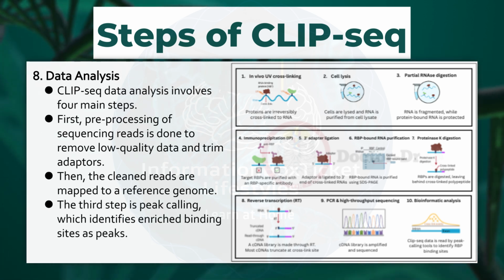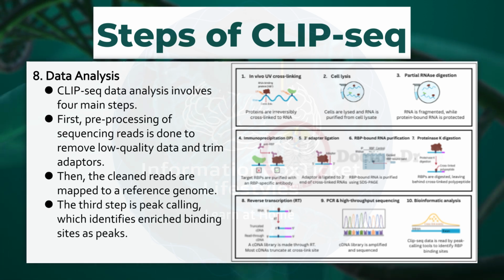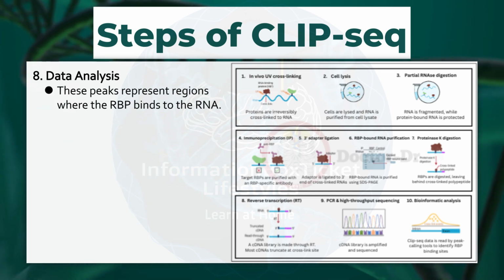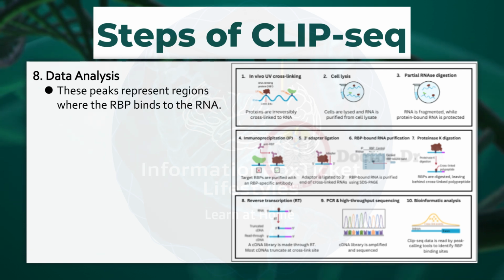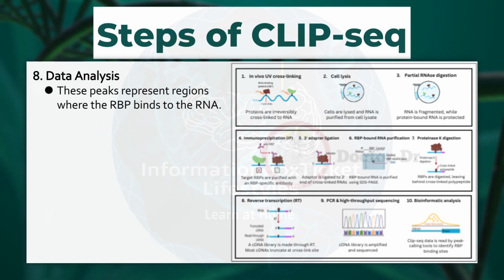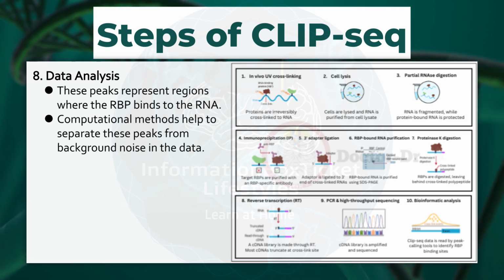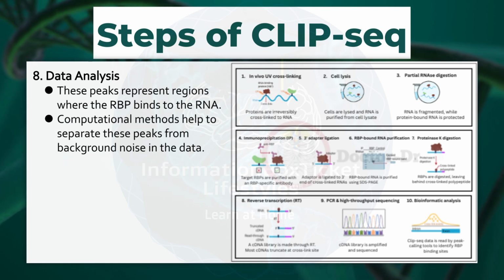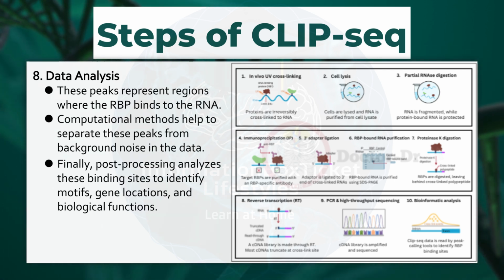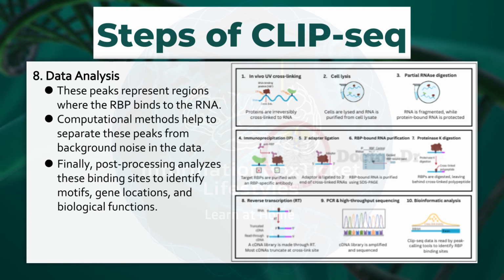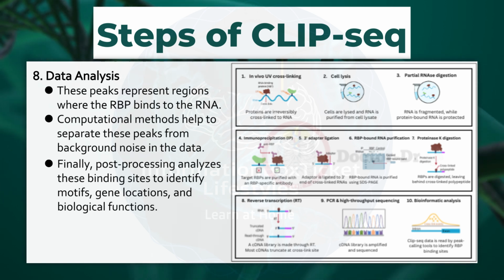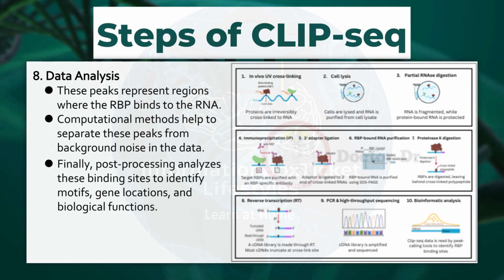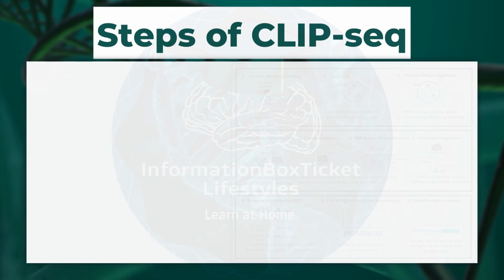The third step is peak calling, which identifies enriched binding sites as peaks. These peaks represent regions where the RNA-binding protein binds to the RNA. Computational methods help to separate these peaks from background noise in the data. Finally, post-processing analyzes these binding sites to identify motifs, gene locations, and biological functions.